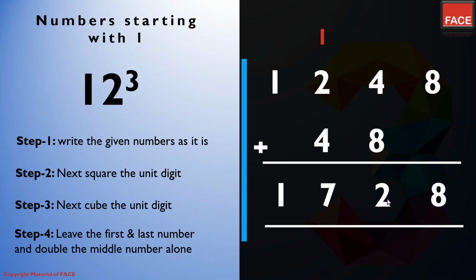Okay, fine. So this is the simple one, which starts with 1. We'll be doing this method. Now we can go for the next method, which is numbers that end with 1. Same process, whatever we are doing, but a small modification will be there.